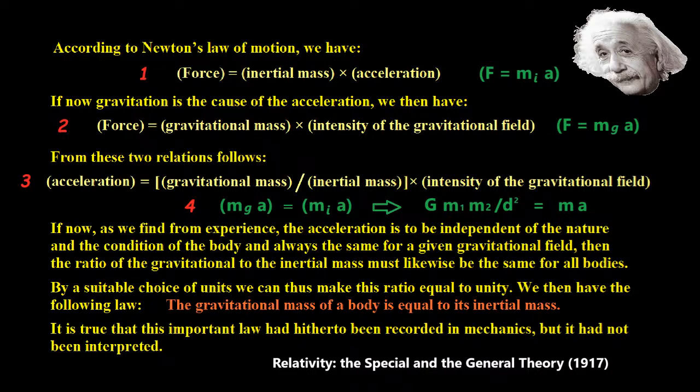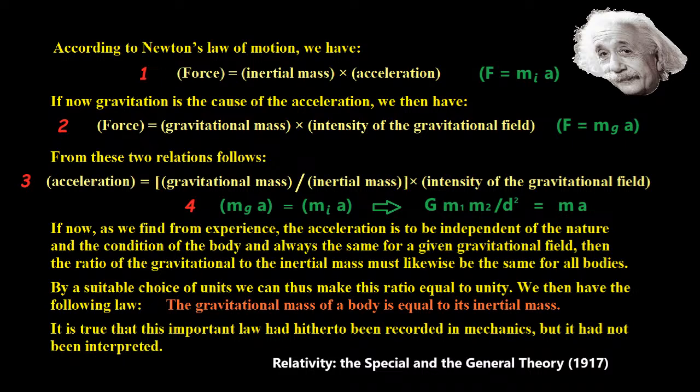From these two relations follows, and he puts acceleration on one side of the equal sign and puts everything else on the other. He puts gravitational mass over inertial mass. He's going to turn that into 1. He's going to say that gravitational mass is equal to inertial mass, which is what the principle of equivalence is all about. And he's going to multiply that whole factor by intensity of the gravitational field. Okay, that's number 3 there. And number 4, he essentially says, gravitational mass is equal to inertial mass, acceleration being the same in both cases.